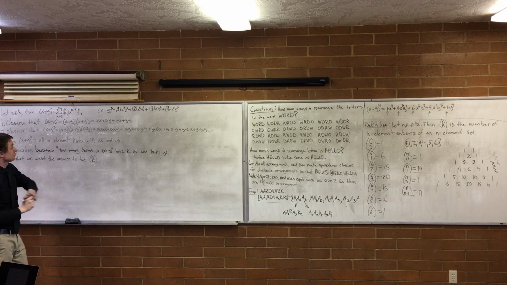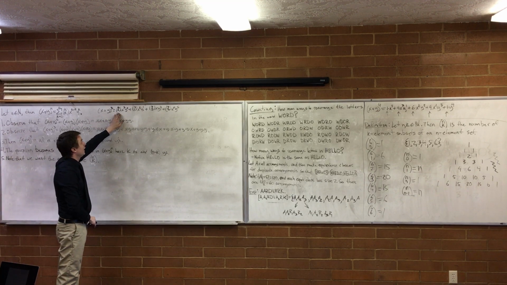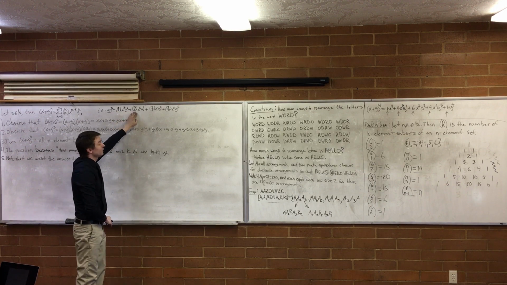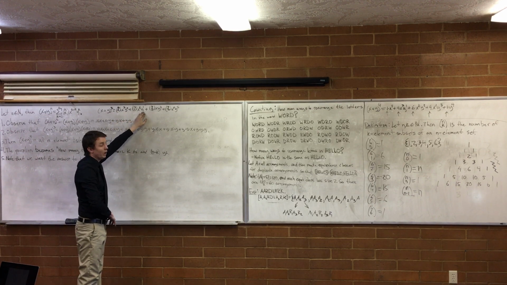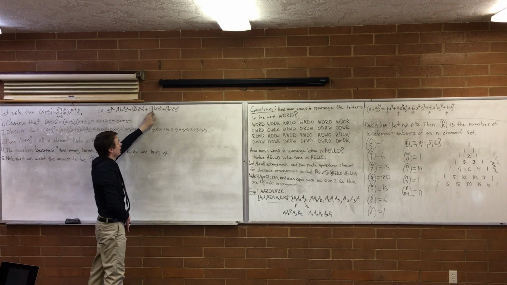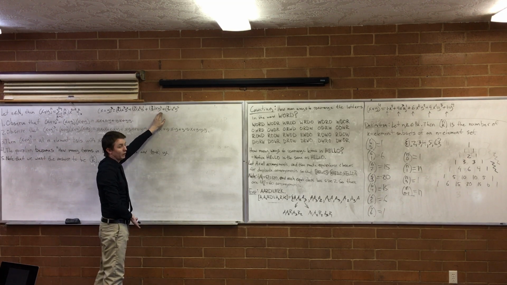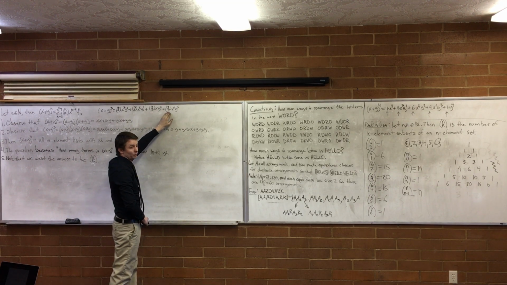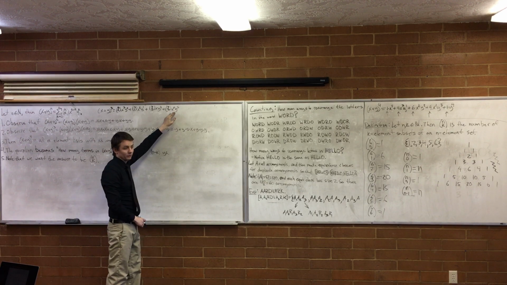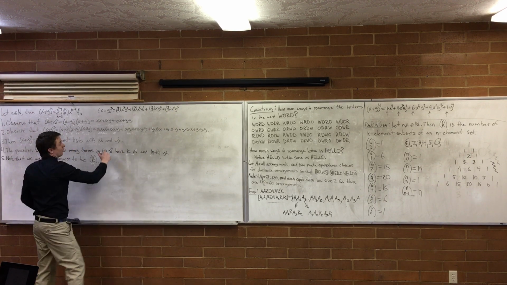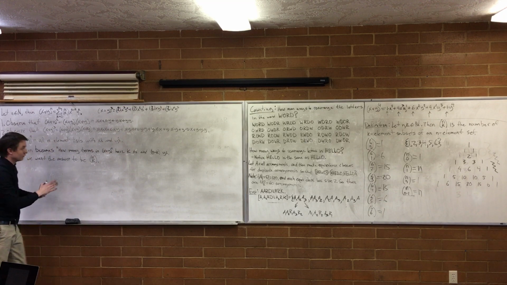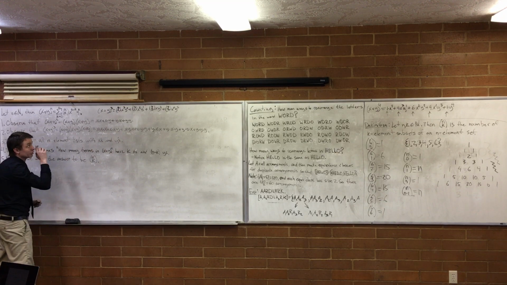So this is how many terms had 3 x's and no y's. This is how many terms had 2 x's and 1 y. This is how many terms had 1 x and 2 y's. This is how many terms had no x's and 3 y's. Okay, you start to see it? So that's what we're interested in.